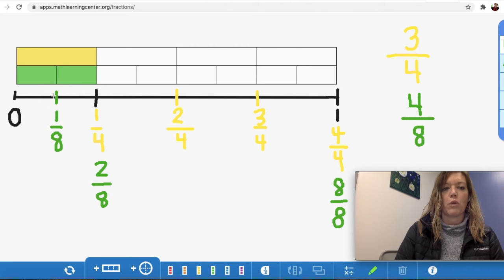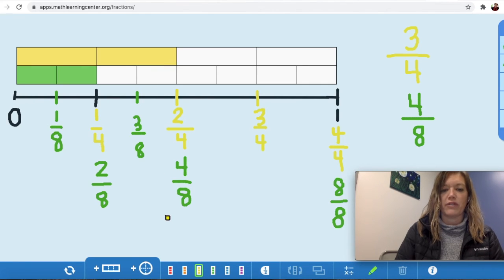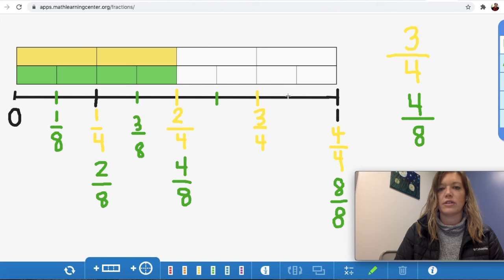So I jump 1/8, 2/8. Here's my next line. 3/8, one more jump, 4/8. Oh, look, that also had an equivalent fraction. That's what we call it when fractions are equal. If I fill in 2 of my fourths and I fill in 4 of my eighths, 2 out of 4 pieces of a candy bar, or 4 out of 8 pieces of a candy bar would represent the same amount. So I could continue with my eighths, marking each of those pieces.